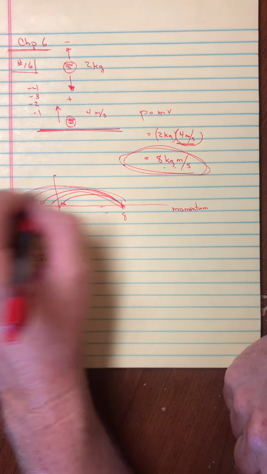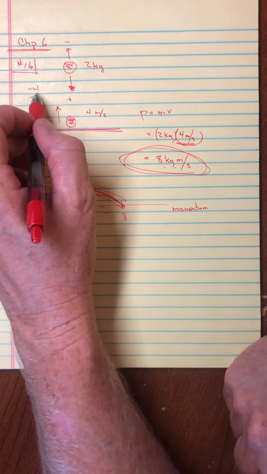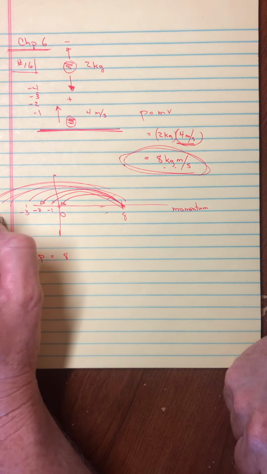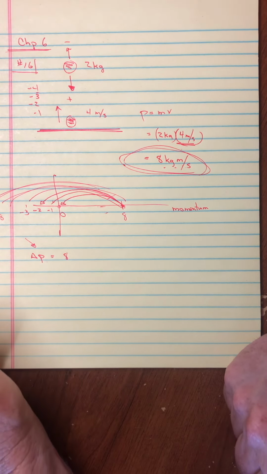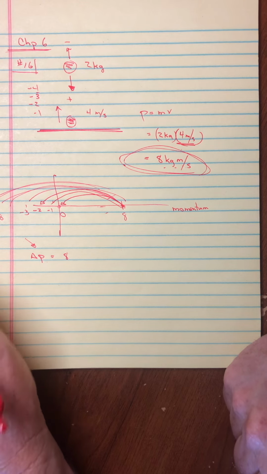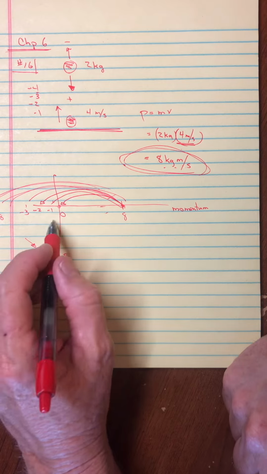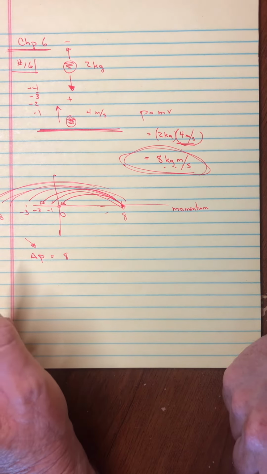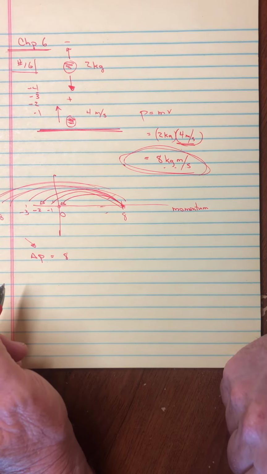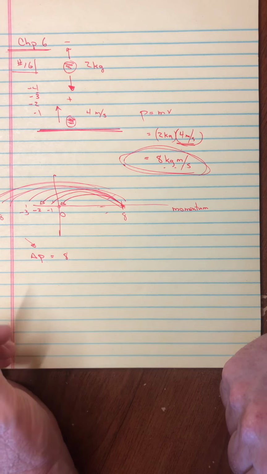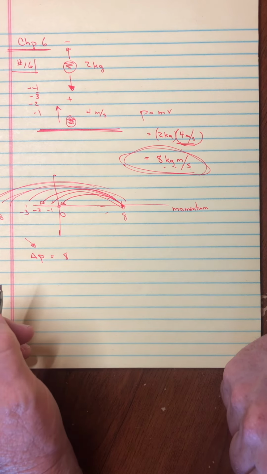And, of course, it could be anywhere up to a speed of 4, so it could change all the way to -8. So it could be a change of 16. Again, there's no way to know what the change is other than that the magnitude of the change is going to be greater than 8, and that's what they're after. So that's the answer. It's going to be greater than a change of 8.